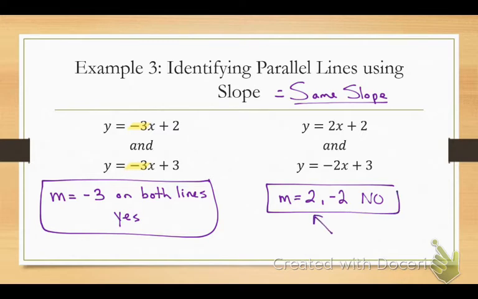Again, this is your explanation. You're saying, I can see that the slopes are different. These are my slope values. That's what I said by listing them. So my answer is no. Okay, for parallel. Any questions?